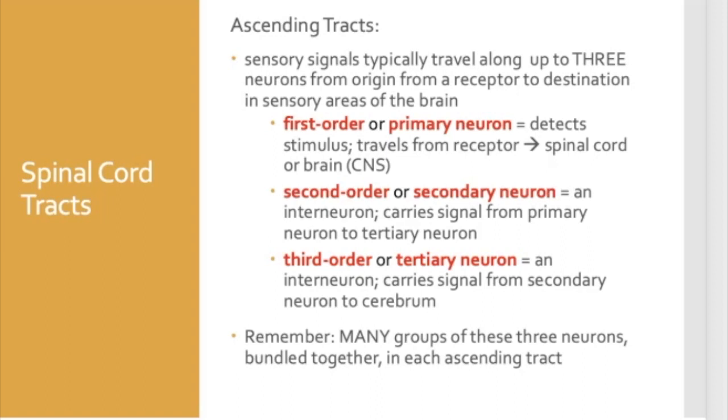The first order or primary neuron is connected to the receptor and carries that information about the stimulus from the receptor to the central nervous system. The secondary neuron is actually an interneuron. So it's going to connect that primary neuron to a tertiary neuron. And the tertiary neuron, which is also an interneuron, is going to carry the signal from the secondary neuron up to the cerebrum in the brain.